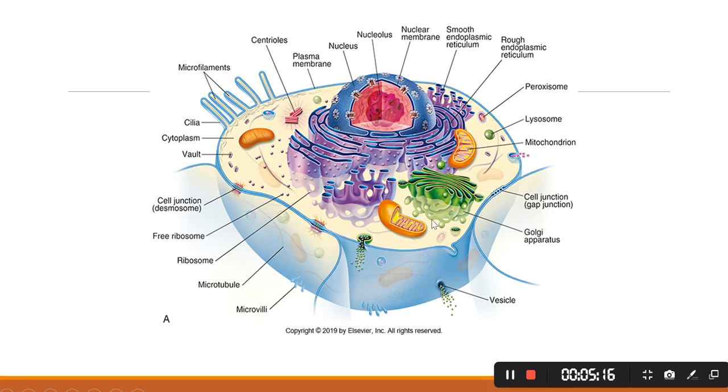So here is one cell junction. You can see here is another cell junction, the desmosome. This one is going to attach itself to the other cell. This one is another desmosome.